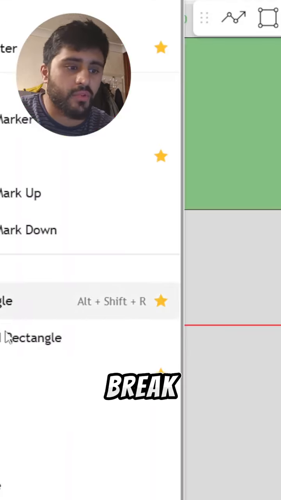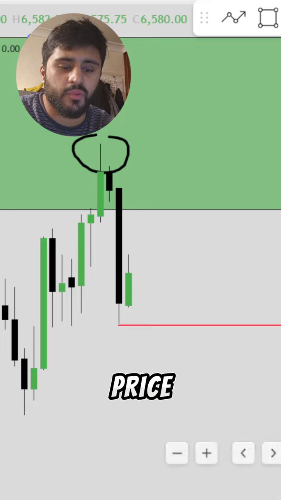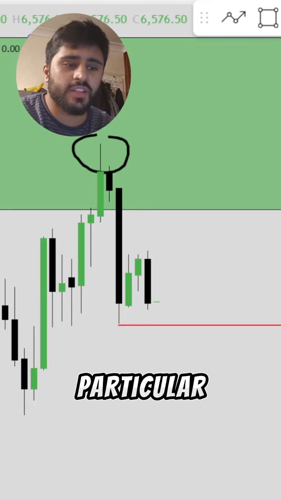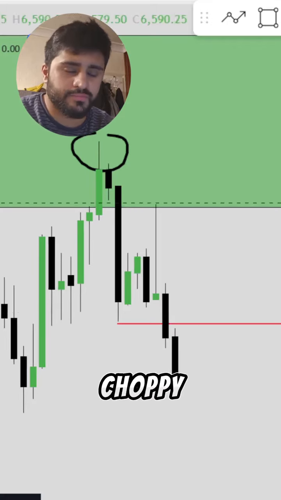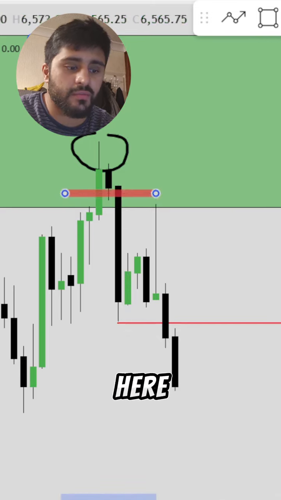I'm looking for a break and retest off a key level. So I'm looking for price to break, then price to retest. Now, this particular day was extremely choppy, but this was your retest. I want traders to focus on what was going on here, and this is where we use the order flow to our advantage.